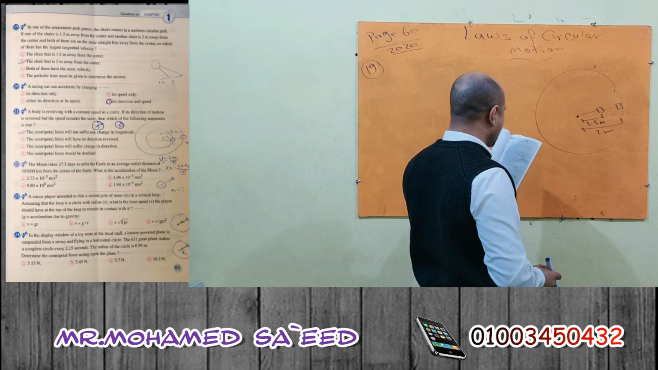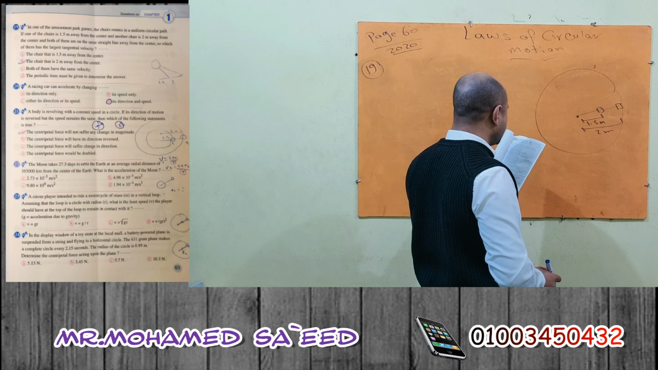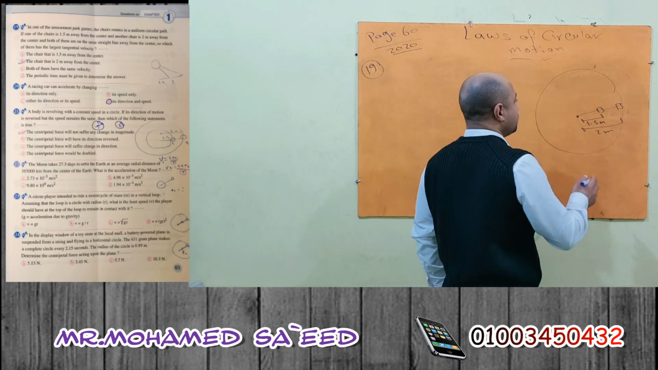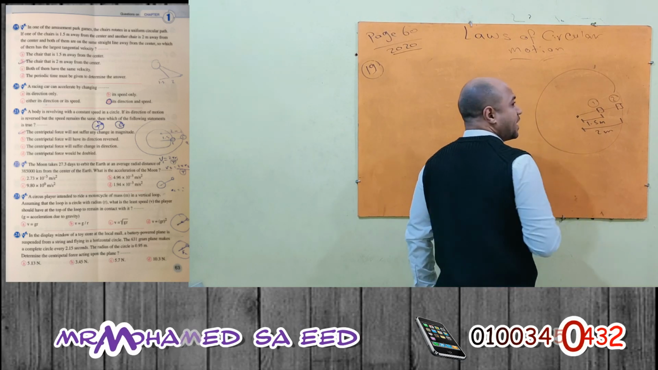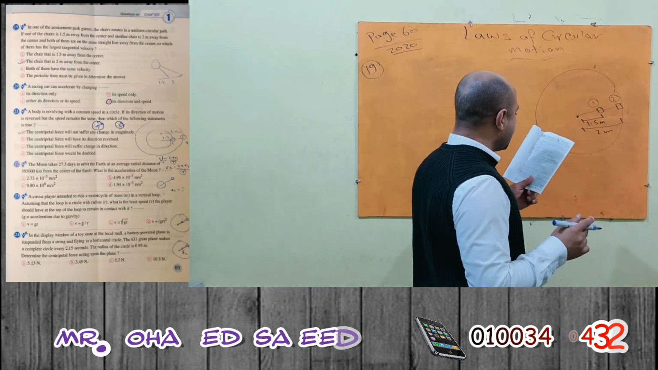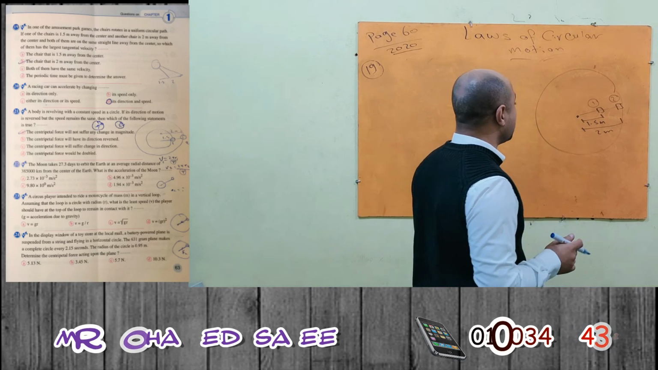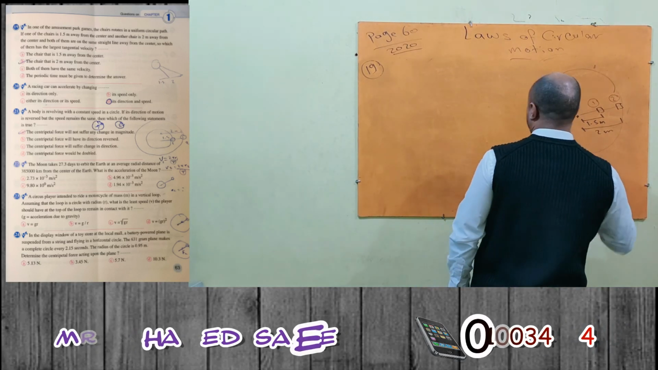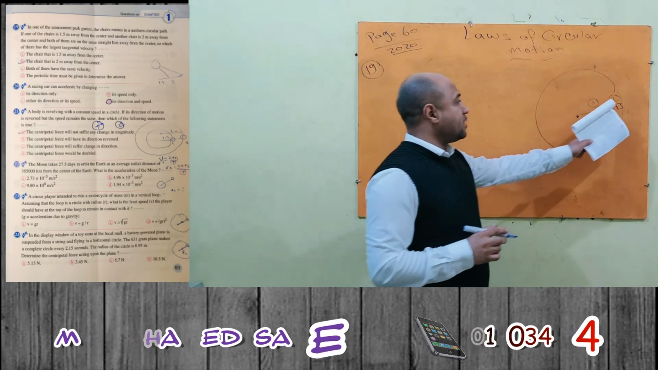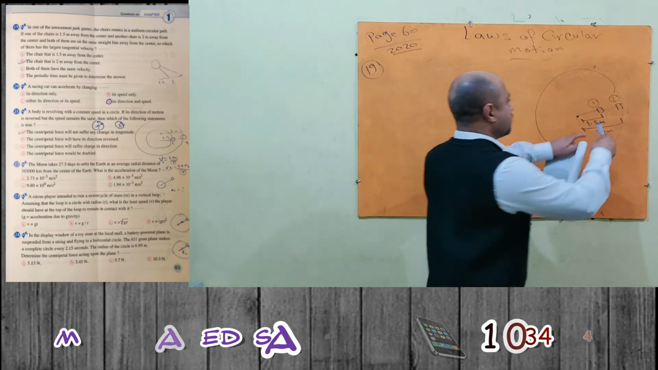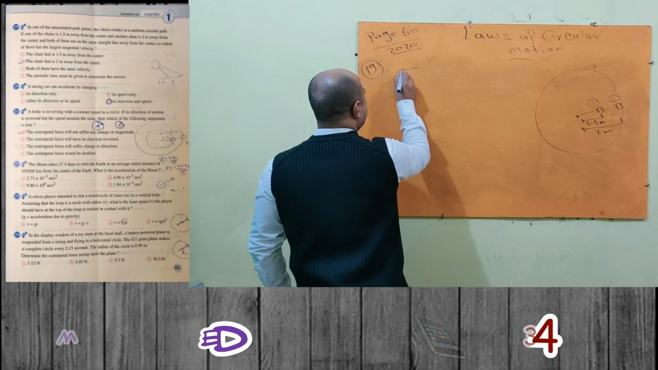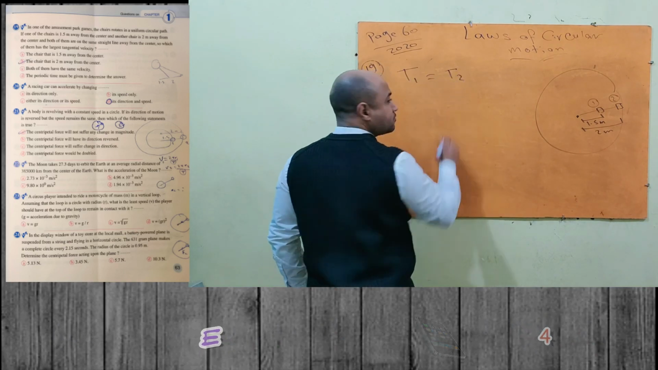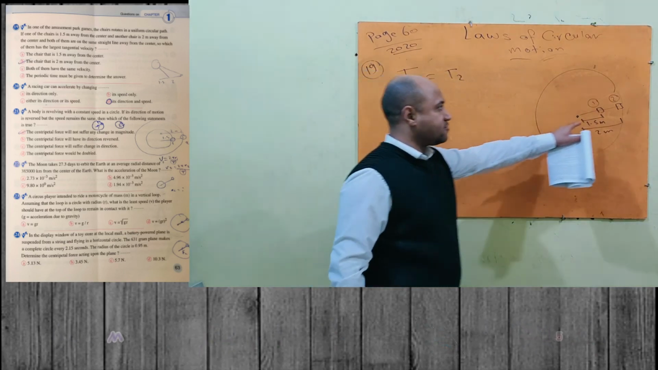Both of them are on the same straight line away from the center. So which of them has the largest tangential velocity, v1 or v2? You should note that both of them have the same time. They will rotate from this point and return back to this point at the same time. T1 equals T2.